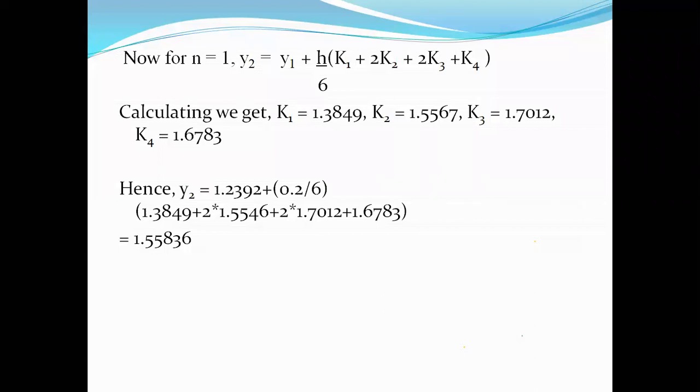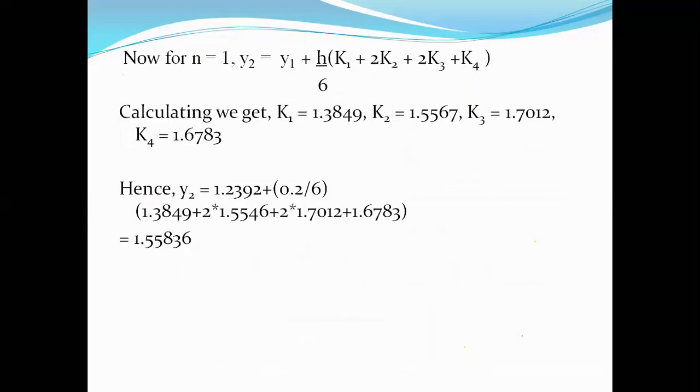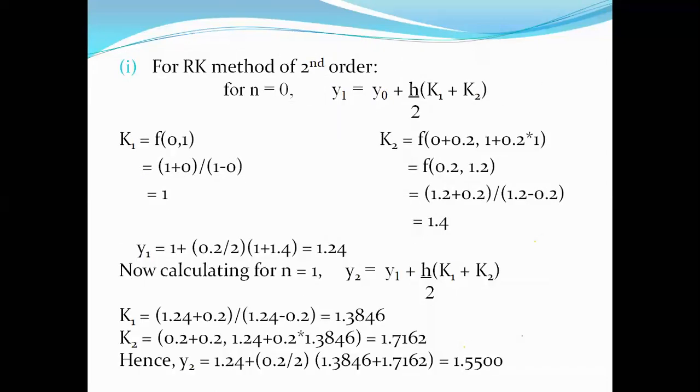Okay. Now, if you look closely, you will see that 1.55836 is the value for fourth order, and for second order, we are getting 1.5500. So for fourth order, you can see that the value is more approximate in comparison to the Runge-Kutta method of second order. Fine. So any doubt till here?